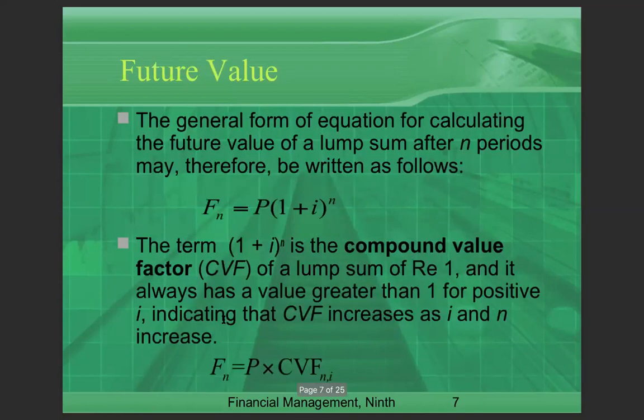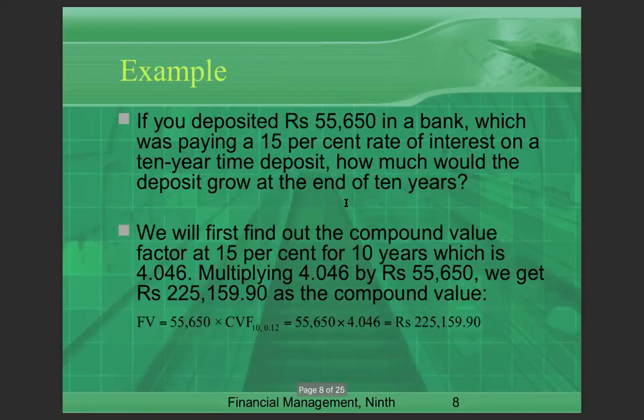That would grow into P, 55,650, into CVF. This is the formula that you have to apply: 1 plus I whole power n. 55,650 multiplied by 1.15 whole power n, because this I is 0.15. So 1 plus 0.15 is 1.15. 1.15 whole power 10 gives you 4.046, right? This 4.046 will be multiplied with this, and you get 2,25,159 after 10 years. If you invest this amount, you will get 2,25,159 after 10 years. We'll just pause for a doubt.